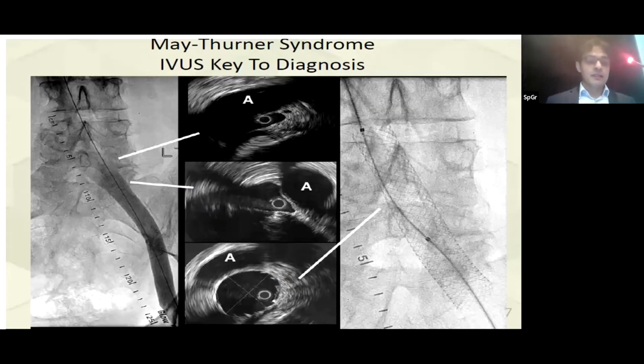For example, in this patient, when you do the venography, you may not see the compression here, but if you do the IVUS, you can see this beautiful pancaking here by the artery. So this is how May-Turner looks on IVUS, and this is post stenting.